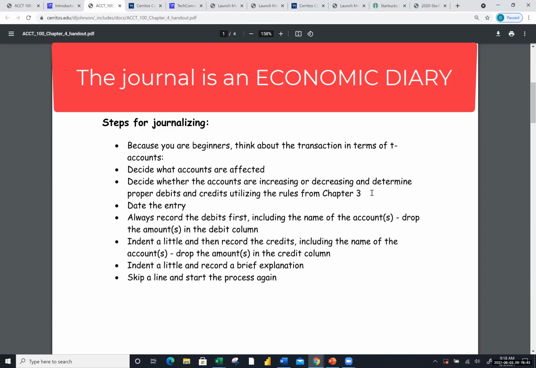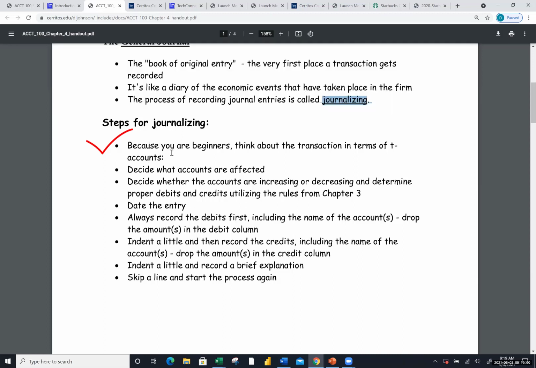You guys all have access to these handouts in the modules link. So I'm going to go through these bullet points, but I think what's really going to be helpful for us is if we just jump in and we try these. So let's go over the formal rules, and then we'll go get our hands dirty and we'll start working on the first problem. So steps for journalizing: because you are beginners, think about the transactions in terms of T accounts, right? So what's going to happen is the same exact transactions that we've been dealing with now for 3 chapters are going to come up again in chapter 4, but we're going to change the documents that we use to record these things on.